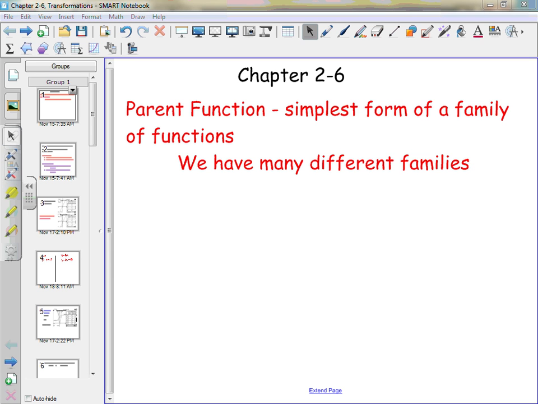Now, the parent function is the simplest form of a family of functions. We have many different families of functions. I'm going to show you a few of them today. The first one is y equals x. That is just mx plus b. Do you see that? It's just your lovely little line. It's mx plus b.